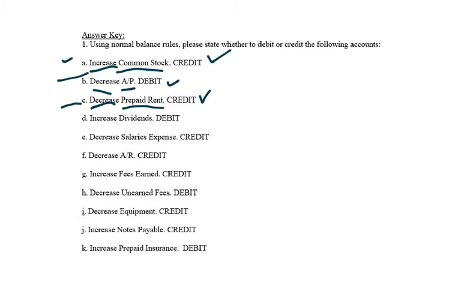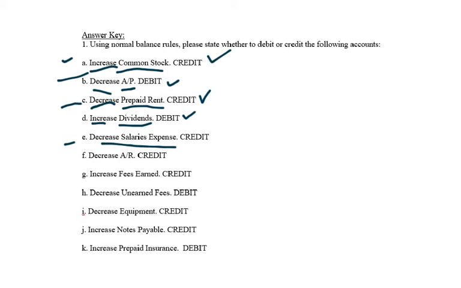Okay, increase dividends. So again, dividends, normal balance is the same as an expense account. It has the same impact. Remember, it's not the same thing, but it will ultimately have the same impact on retained earnings as an expense. If we're increasing it, it has to be equal to its normal balance, so that's going to be a debit.